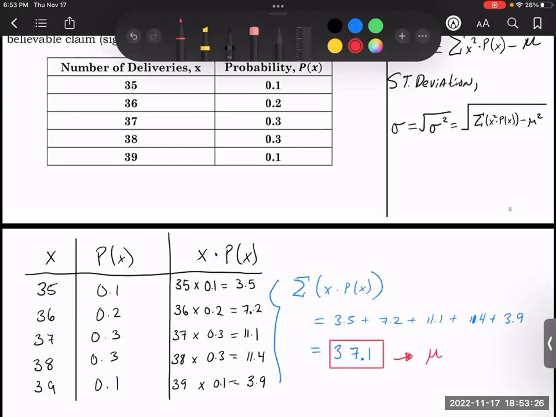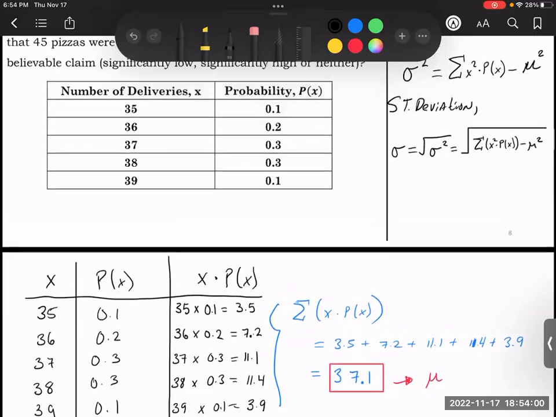How would you compute the mean? Multiply the x values with the p of x. That's right. You're taking the sum of x times p of x. Multiply the x values with the p of x and then add those values. Yes, add them all up together. That's right. Any questions? All right, so getting the mean for a probability distribution is not that bad, right? This is your expected value. It's 37.1.